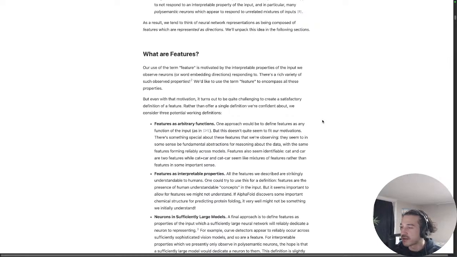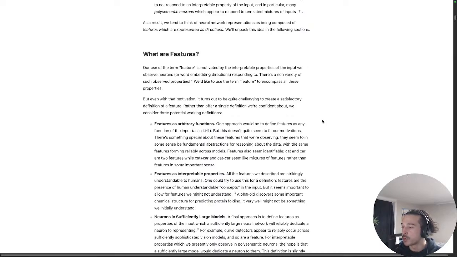Features as arbitrary functions. One approach would be to define features as any function of the input, but this doesn't quite seem to fit our motivations. There's something special about these features that we're observing. They seem to, in some sense, be fundamental abstractions for reasoning about the data, with the same features forming reliably across models. Features also seem identifiable. Cat and car are two features, while cat plus car and cat minus car seem like mixtures of features rather than features in some important sense.